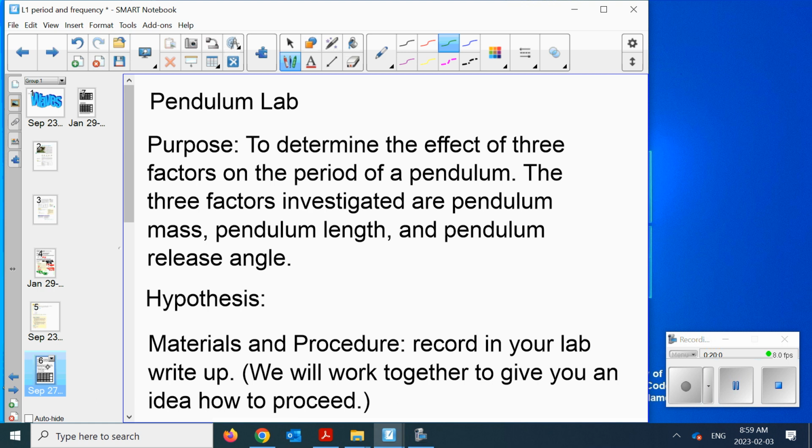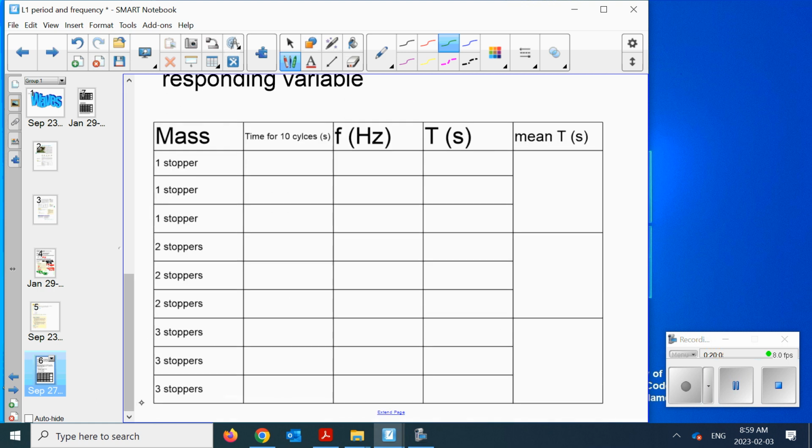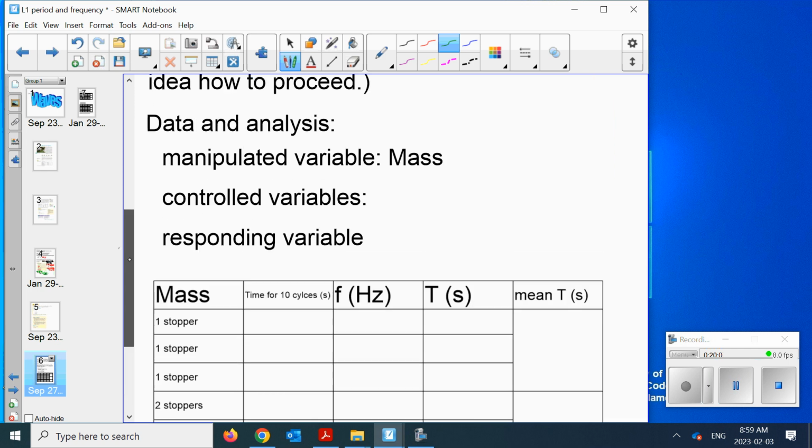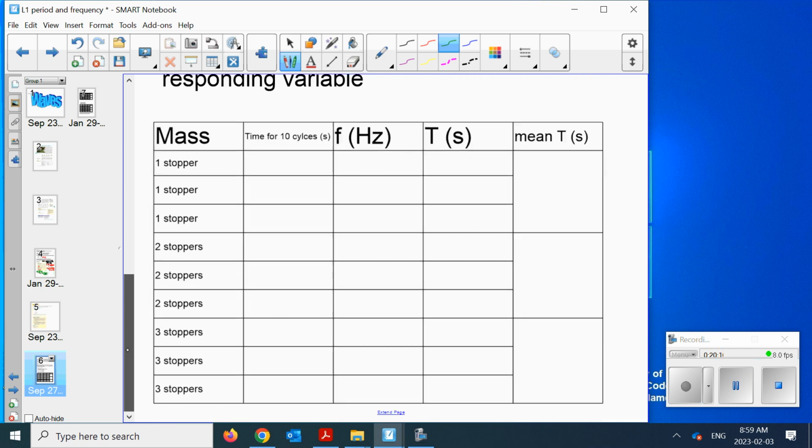Stop the recording. So we're going to run through this lab here. We'll talk about responding variables and stuff like this. Pause the record.